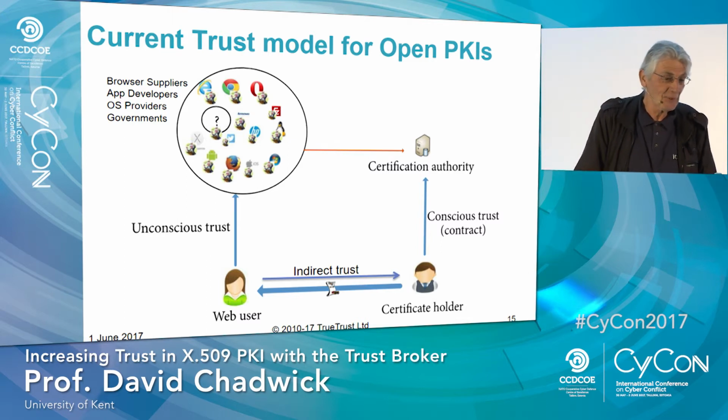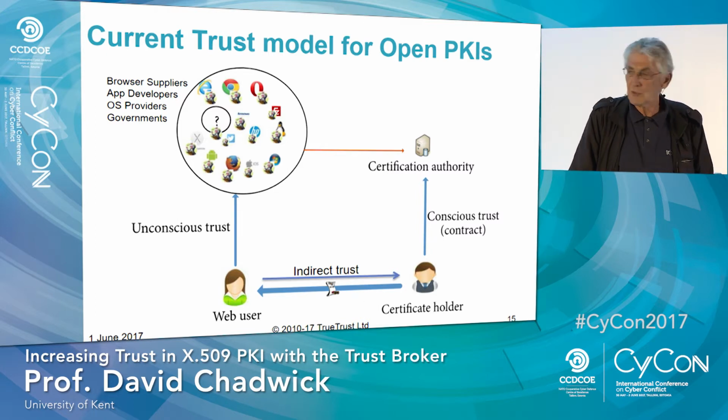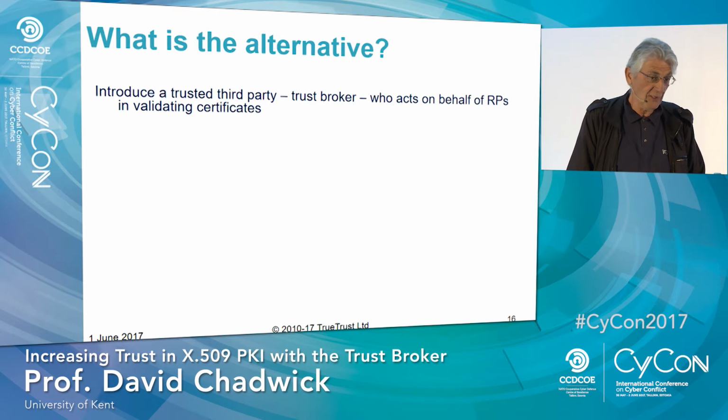So all the app developers you have to trust, and you have to trust all the governments and all the railway stations and all the other public places you go to, that they're not acting as men in the middle as well. So you can see there's an awful lot of people that we're unconsciously trusting in the X.509 model, which brings us to the alternative.